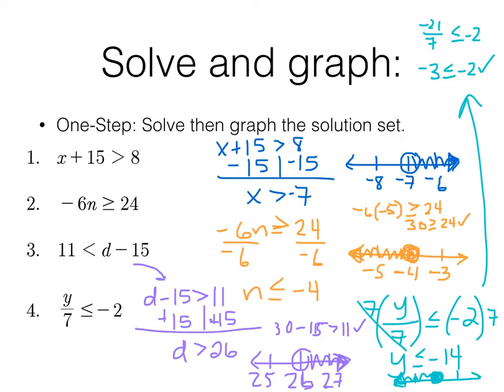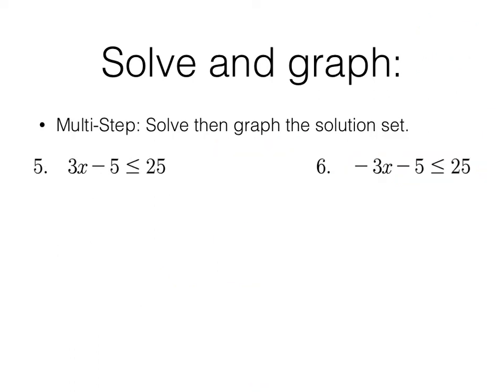2 multi-step ones and we'll be done. Okay. Couple of multi-step inequalities. The big difference between them is that one's going to need the symbol flipped around because we're going to have to divide by a negative, and the other one isn't. So let's go ahead and try solving these. All right, so let's go with this one.